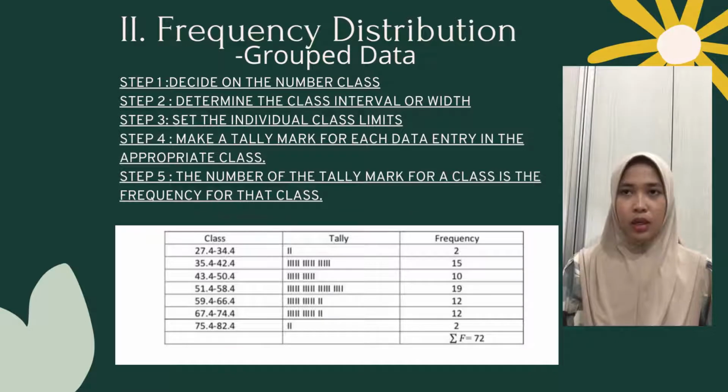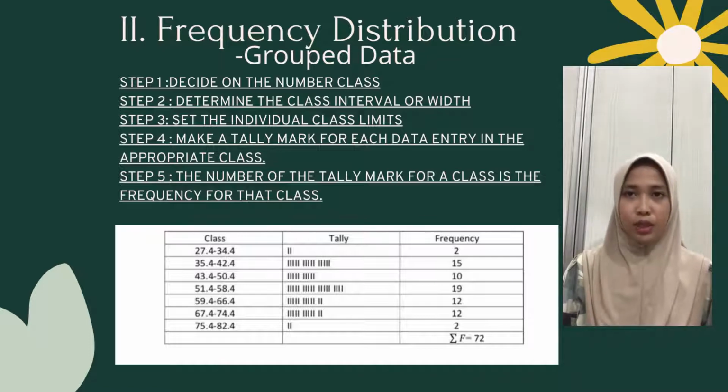H20A1573. In frequency distribution, we have 5 steps. For step 1, decide on the number of classes. For step 2, determine the class interval or width. For step 3, set the individual class limits. For step 4, make a tally mark for each data entry in the appropriate class. For step 5, the number of tally marks for a class is the frequency for that class.